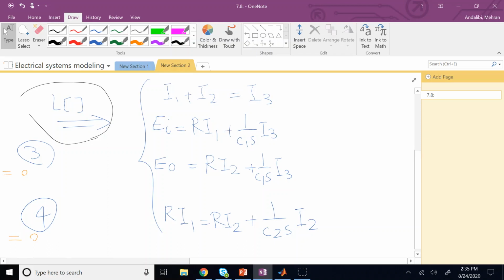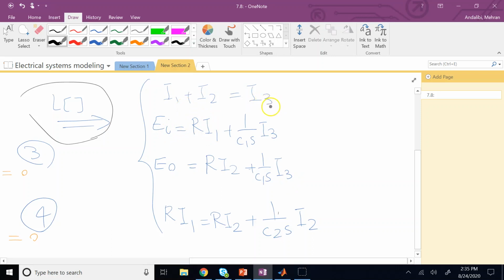Now here, everything is linear, okay? You treat this 1 over C2S as just a constant like R1 or R2 or whatever. So you treat these impedances as constant, and then you solve for what? EO versus EI, and get rid of I1, I2, and I3.